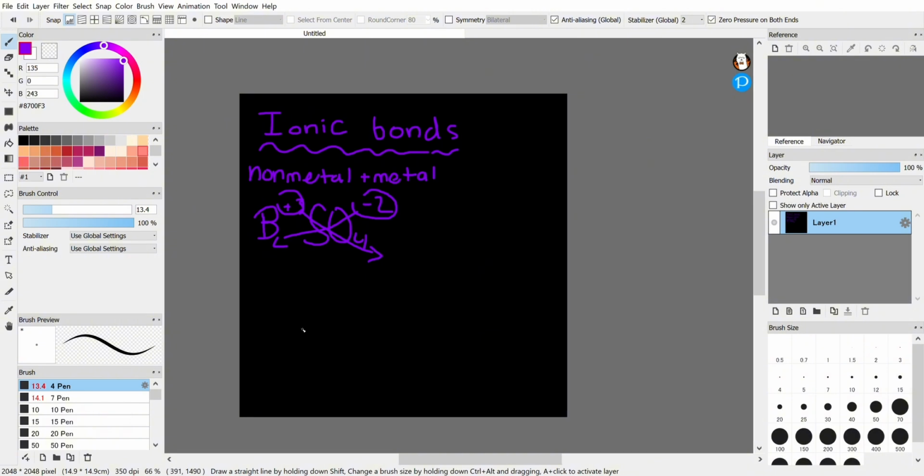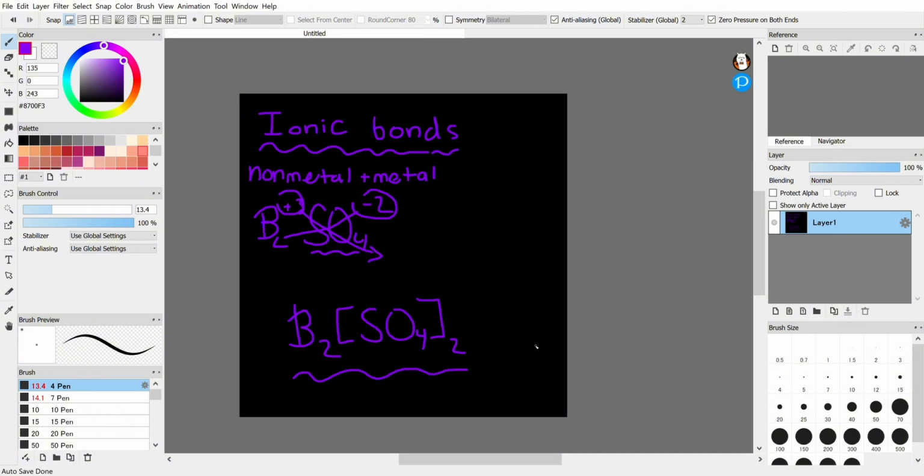And now we're going to have boron 2, right, because there's 2 borons. And since sulfate is a polyatomic, how fun, we're going to put sulfate in brackets, SO4, and bracket 2. And that is how you would show that on a test or any of those, if you get asked to name an ionic bond that has a polyatomic, that is how you would write it out.